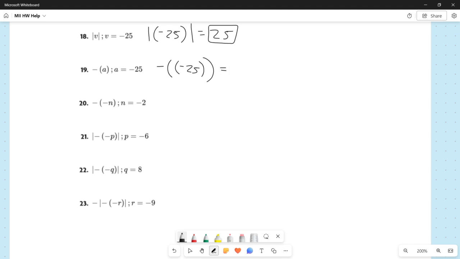So the inner set of parentheses is just negative 25, so that is fine. And then I want the negative version of that. I want the negative version of negative 25. A negative of a negative is a positive. And so all of my parentheses go away, my negatives go away, and I get positive 25 for number 19.